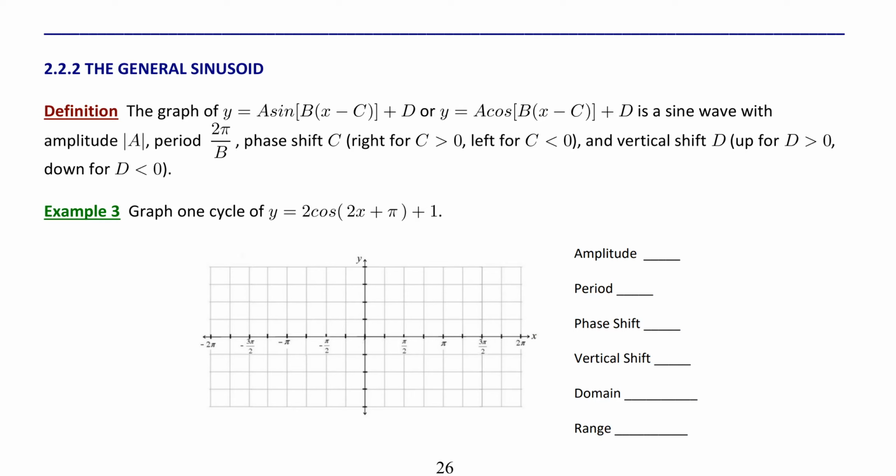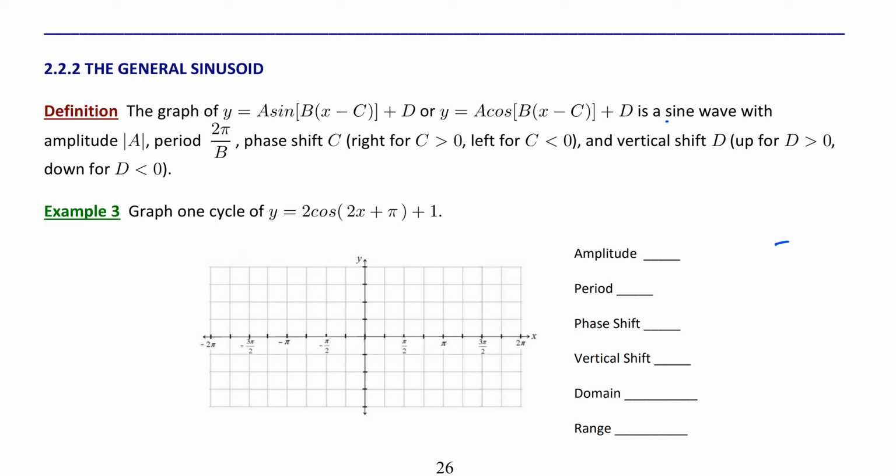Now that we've had the opportunity to examine individual transformations on their own, we're going to put them all together in section 2.2.2 and graph the general sinusoid. Here's the definition. The graph of y = a sin(b(x − c)) + d, or equivalently with the cosine wave, is a sine wave.